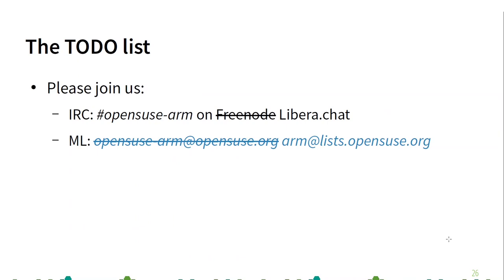If you want to join the ARM team, you can do it on IRC. So it's still the openSUSE-ARM channel, but we moved away from Freenode and we are now on libera.chat. Also, the mailing list has been updated, so it's not opensuse-arm at opensuse.org anymore. It's now arm at lists.opensuse.org.